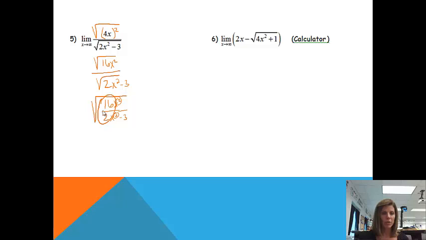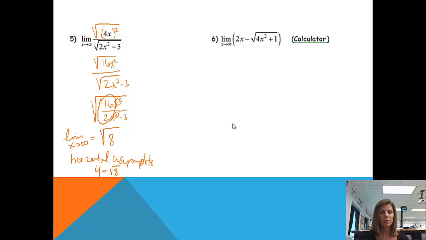And so when I do that, 16 divided by 2 is 8, but actually that's not fully right because I still have that square root sitting there. So the limit as x approaches infinity is equal to the square root of 8. And since I found a limit, I can then also say that my horizontal asymptote is going to be the line y equals square root 8.